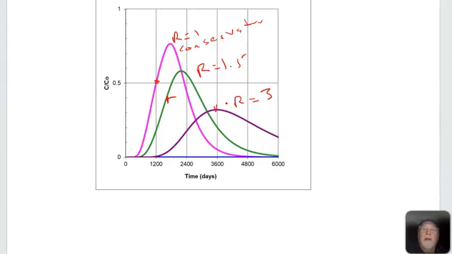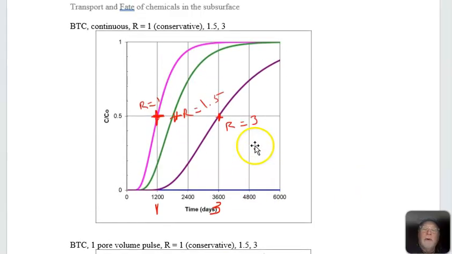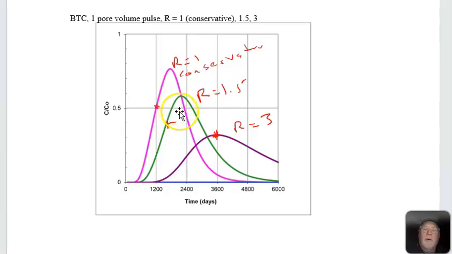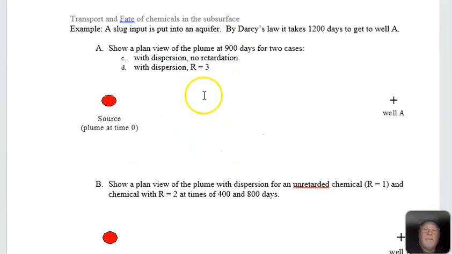It's not exactly at the peak. The retardation factor is not exactly at the peak of those. It kind of depends on the width of the pulse or how much it goes through. For the continuous source, it comes through at C equals C0 equal to the retardation factor times the time of the conservative one. For the pulse, it's somewhere in there, but the peak is not exactly at the retardation factor.